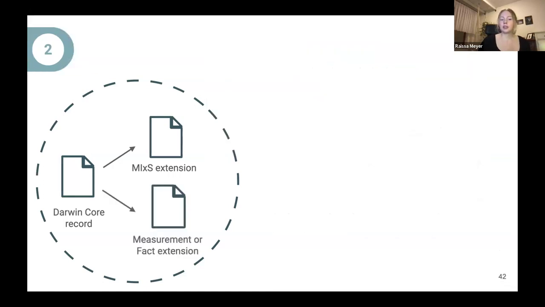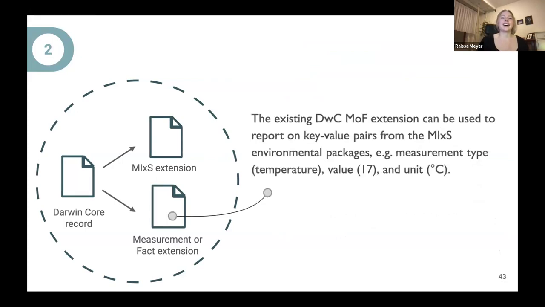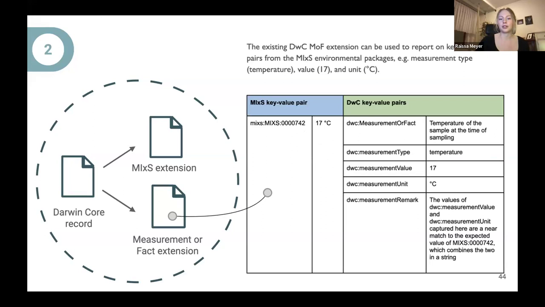And then anyone who's familiar with Darwin Core probably also knows of the Measurement or Fact extension, which is something that we use for the terms. I maybe should have mentioned that MIxS has a core section and then environmental packages. While we were doing our mapping, we only focused on the core section. And so for any of the environmental packages parts, which for example includes temperature, we opted to use the Measurement or Fact extension, which is very versatile and adaptable to whatever you add. So that's, in our case, definitely a great way of resolving any issues there.